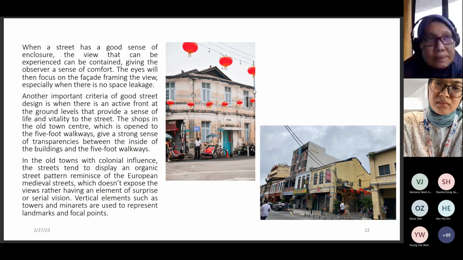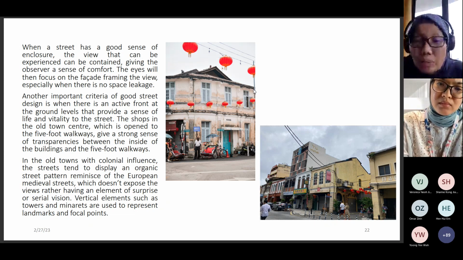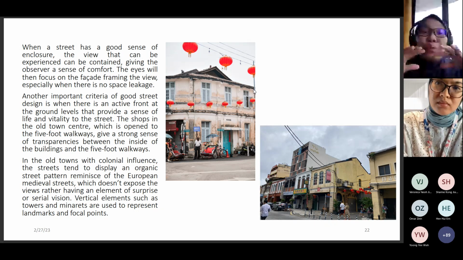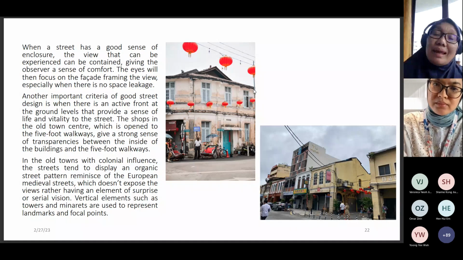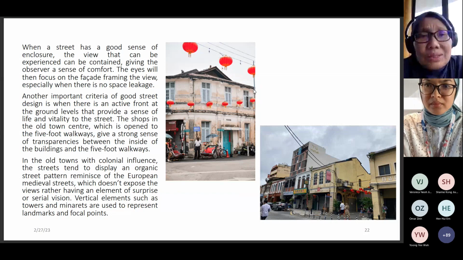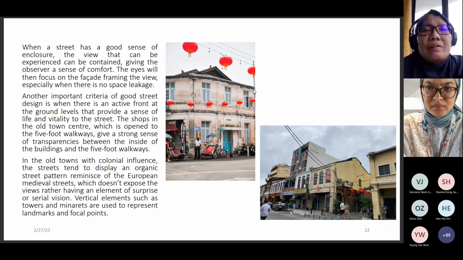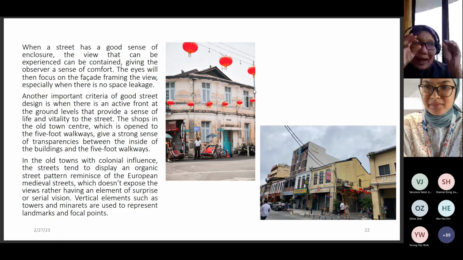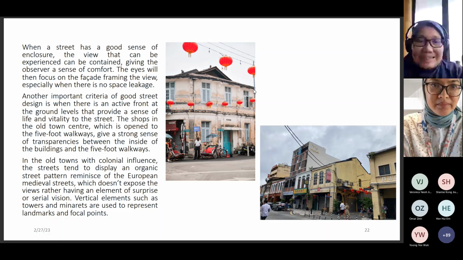But in modern or contemporary townscape, it is the opposite way around. You have the height of buildings lower than the width of the streets, and that's when you cannot have a good sense of enclosure. When you do not have a good sense of enclosure in the street design, then again, like I said, you can't frame the view. There will be lots of space leakages. Space leakage is when your eye cannot focus into a space. It is leaking everywhere.